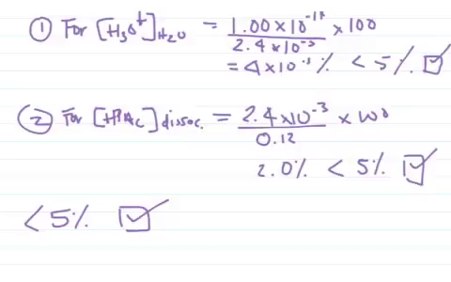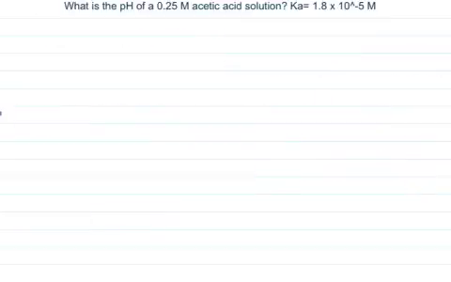Now let's take a look at another type of equation. This time we're looking for the pH. So let's take a look. Alright, so what is the pH of 0.25 molar of acetic acid solution, and the Ka is 1.8 times 10 to the minus 5 molar. Alright, so we're looking for the pH. Last time we were looking for the Ka.